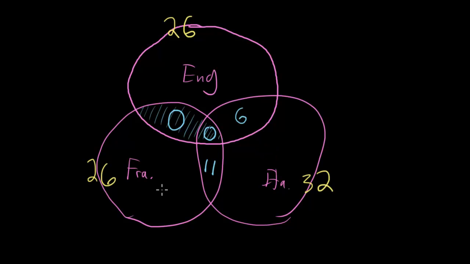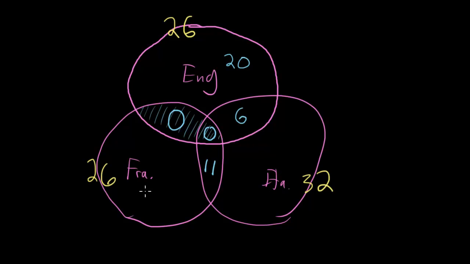All right, so what else? Can we make deductions about other sections? Well, let's just focus on the people that went to England. There's 26 people altogether in this circle. And, well, we've already accounted for 6 of them. 6 of them are in this section. We know 0 in this section, 0 in this section. So that leaves 20 people to be in this section. So 20 people traveled to England and just to England. 20 people traveled to England, but not to either of these 2 other countries.